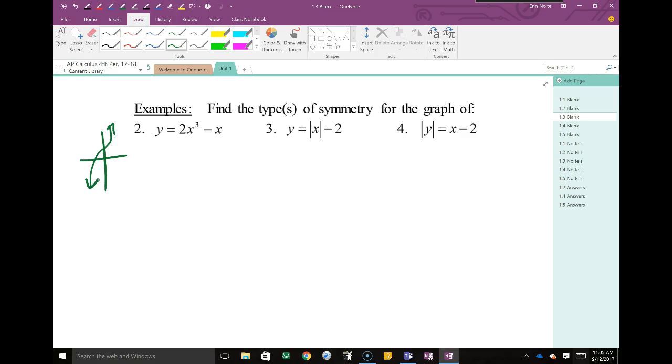Okay, what about over the origin? How are we going to decide that? It could be symmetrical over the origin if it goes through the center like this. So we're only going to test the origin symmetry test, instead of doing all 3 of them. Okay. So how do I test this?